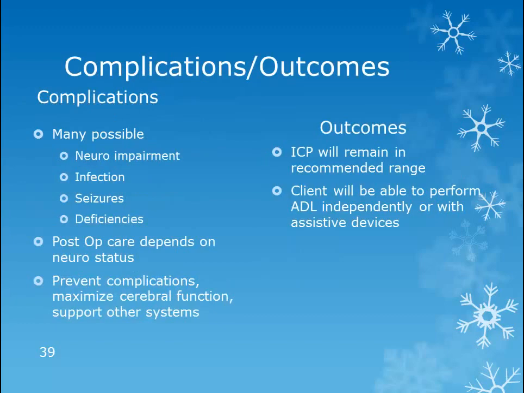Complications or outcomes of surgical procedures. Complications: there are many possible. Examples: neuro impairment, infection, seizure, neurological deficiencies. Post-op care depends on neurostatus. Prevent complications, maximize cerebral function, and support other systems are some of the goals after surgery. Outcomes: intracranial pressure will remain in the recommended range. Client will be able to perform activities of daily living independently or with assistive devices.